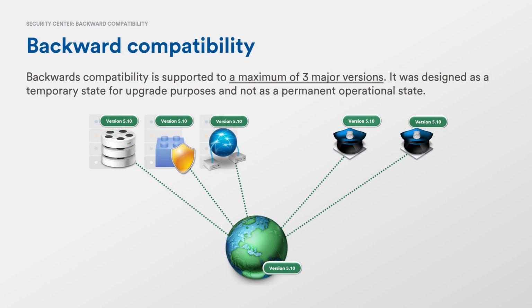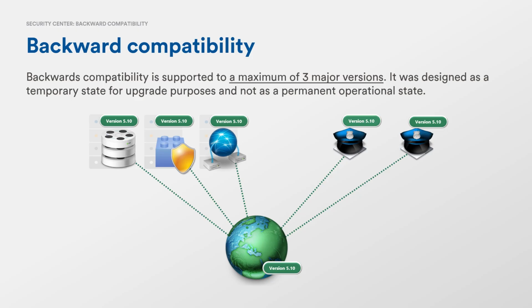Security Center supports backwards compatibility up to a maximum of 3 major versions. 5.10, 5.11, 5.12 are examples of different major versions. The purpose of this feature is not for a permanent operating environment, but rather for temporary use to help with system upgrades. Imagine that I'm running a big 5.10 system with many expansion servers and client workstations.